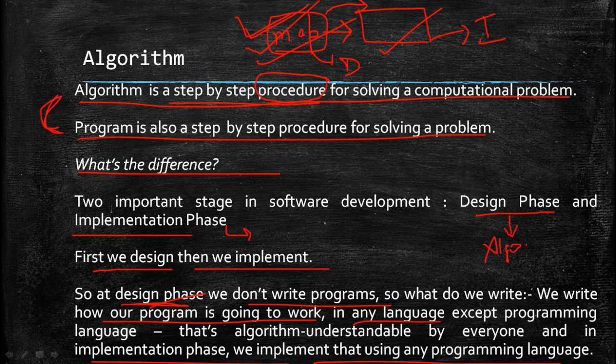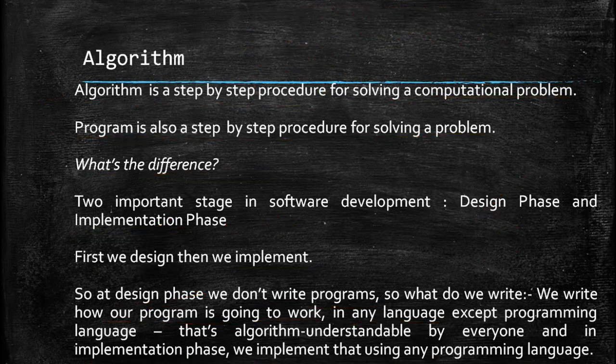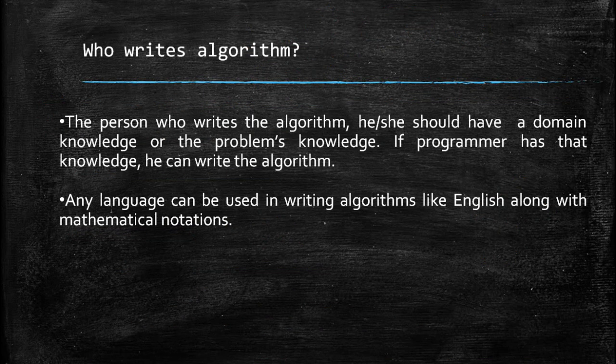Whereas at implementation phase, we write the actual program using any programming language. So this is the first difference between algorithm and program: an algorithm is a design phase work and a program is an implementation phase work. Now after the first difference, the second thing arises: who writes an algorithm? The person who writes the algorithm should have domain knowledge or the problem's knowledge.